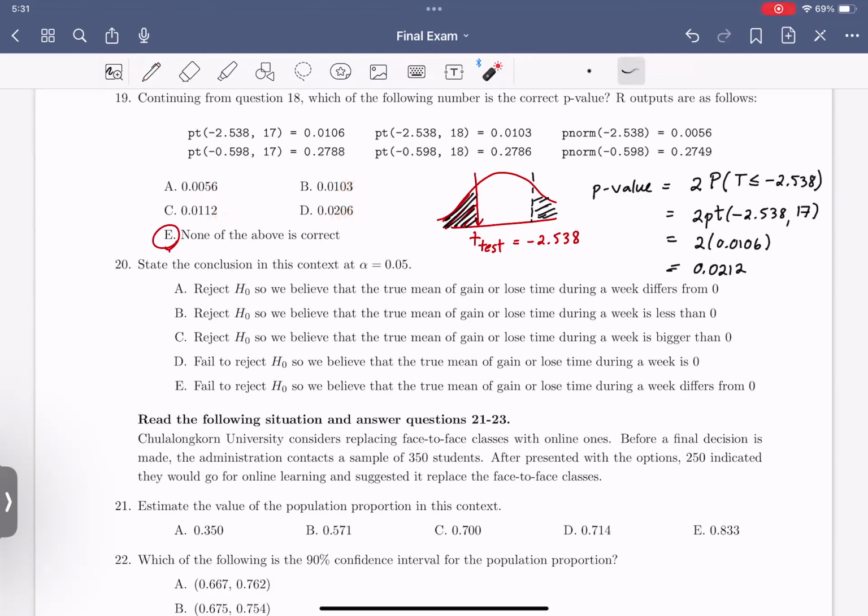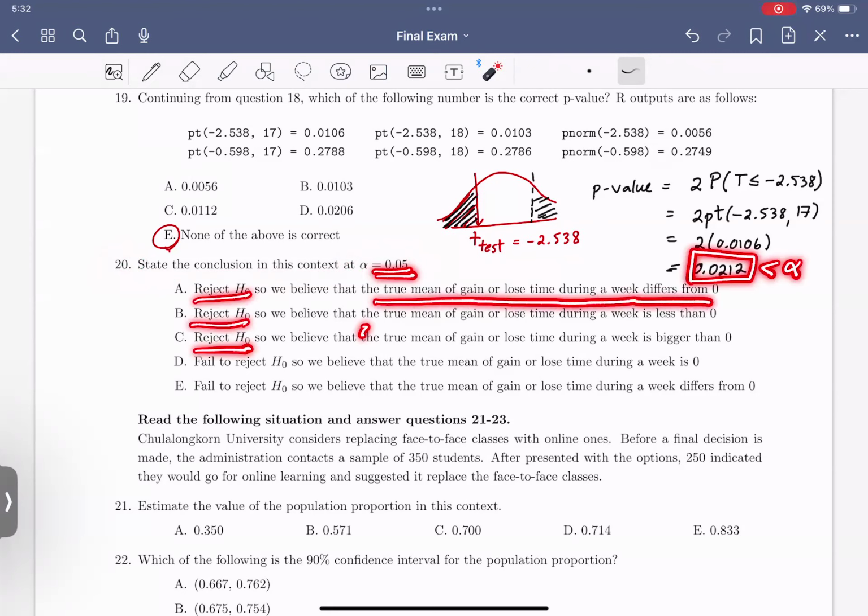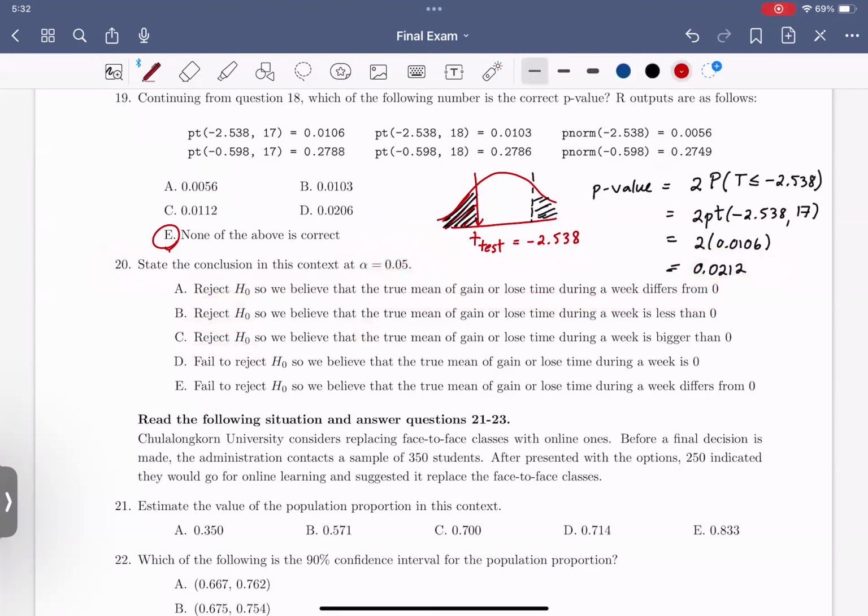All right, so next one, question 20, state the conclusion in this context, alpha equal to 0.05. Because the p-value that you get from the previous question is less than the alpha that you set to be 0.05, that means you reject the null hypothesis. That means you believe that the true mean gain or loss of time during a week differs from 0, right? Because you do two-sided tests. All right, this is choice A.